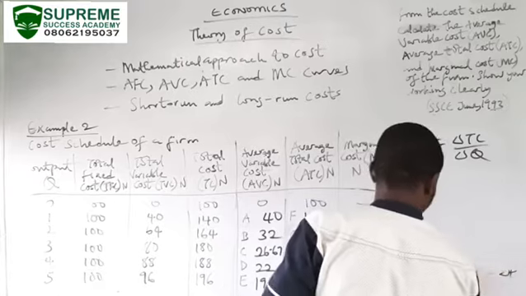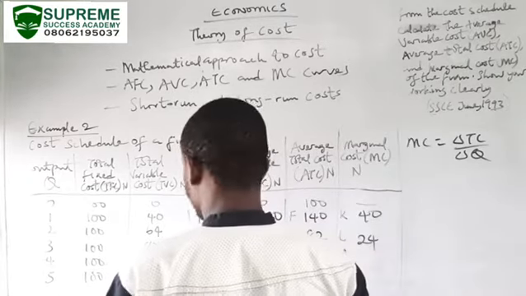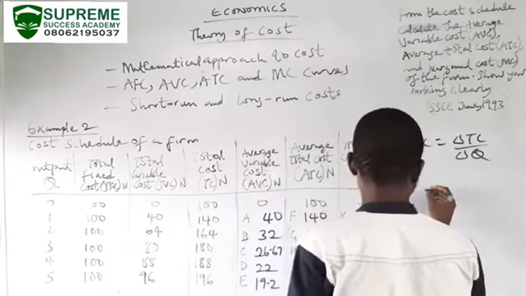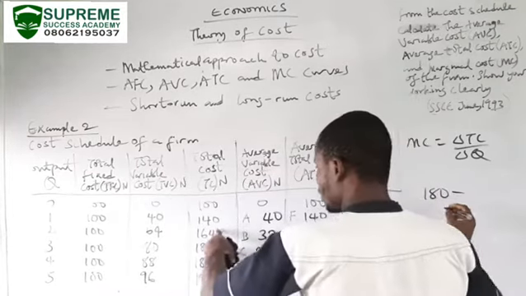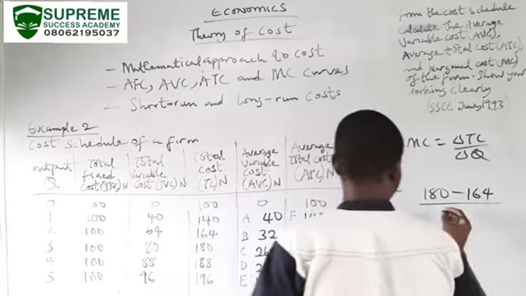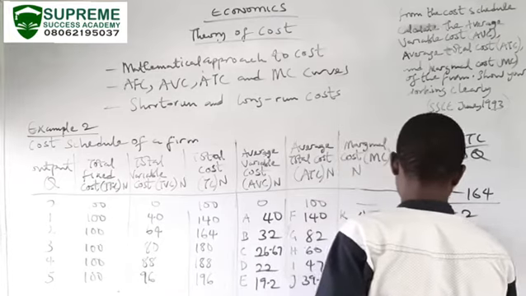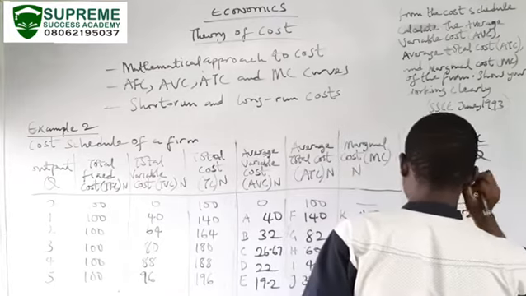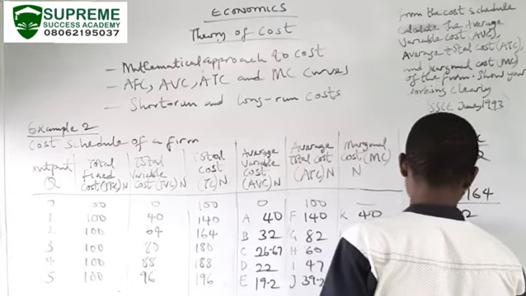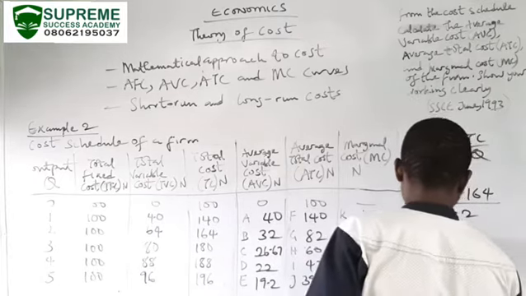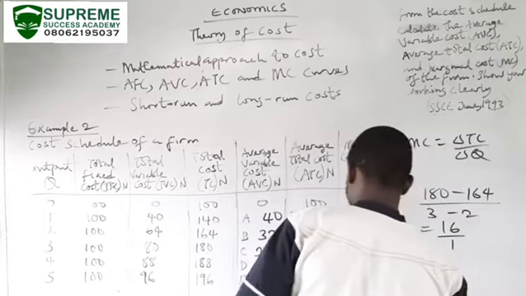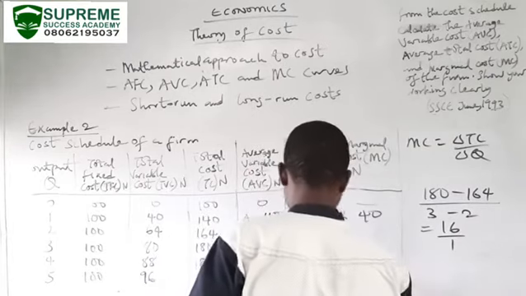So for the third output, the total cost is 180. 180 minus 164, divided by 3 minus 2. 180 minus 164 should give us 16. So 16 divided by 3 minus 2, which is 1, gives us 16. So this is 16.